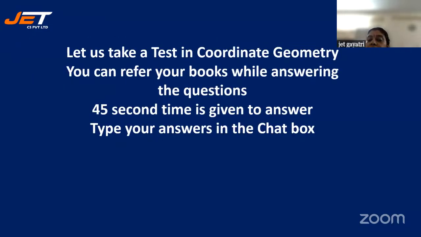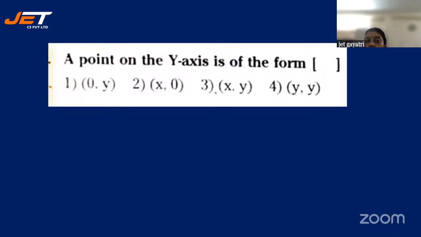Now let us take a test in coordinate geometry. You can refer to your books while answering the questions. 45 seconds' time is given to answer. Type your answers in the chat box. All right. See your first question. A point on the y-axis is of the form, okay, is what? 0 comma y, x comma 0, x comma y, y comma y.